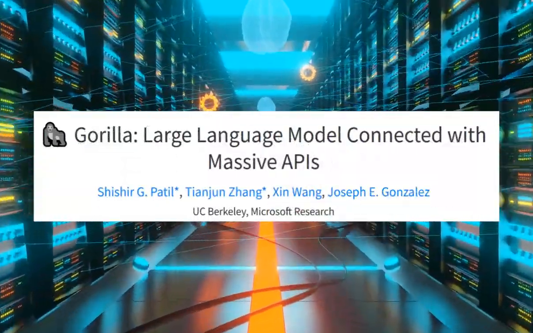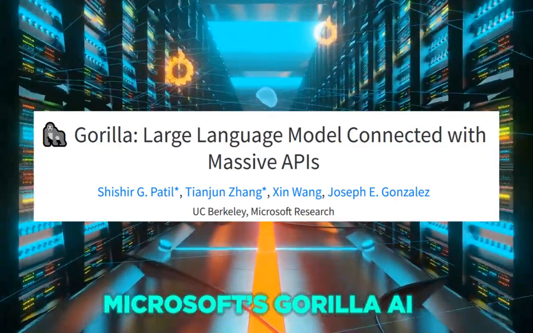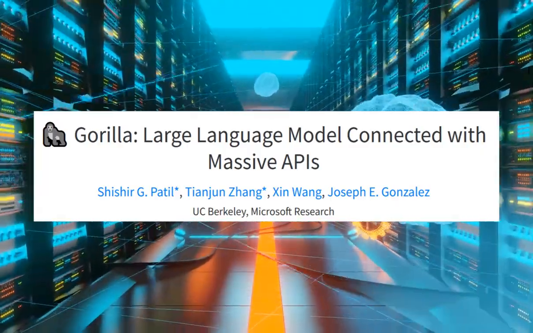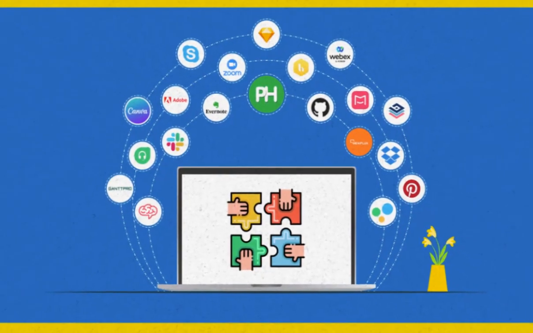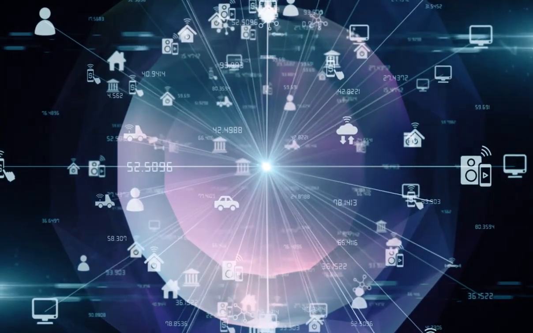In today's video, we'll break down Microsoft's Gorilla AI and explain how it can independently interact with a variety of online tools and string processes together like magic.